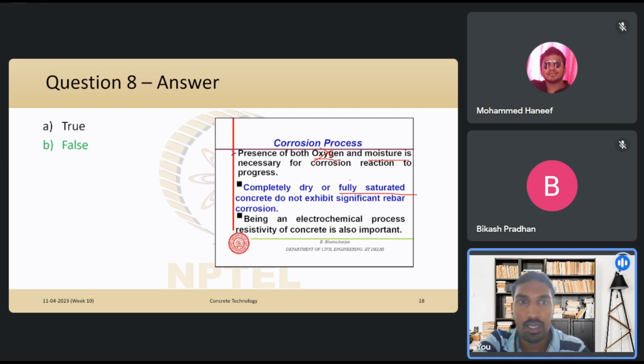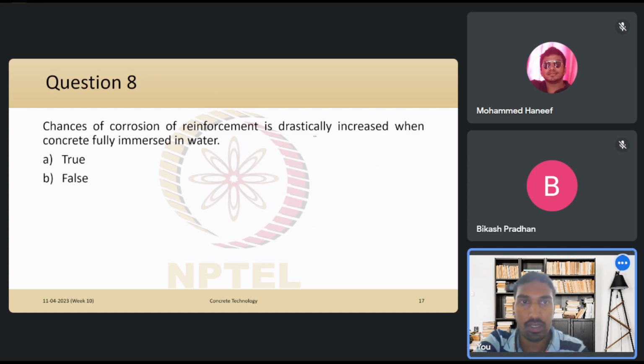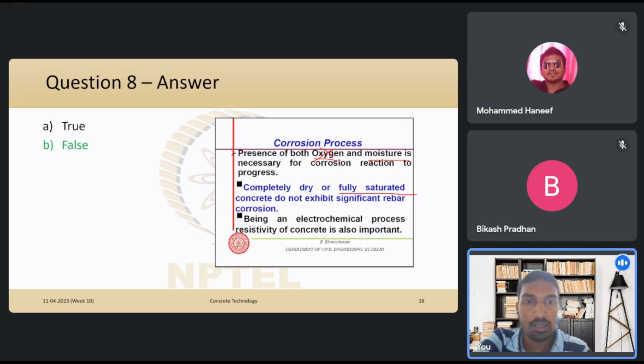Because of that, you will not have accelerated corrosion, right? Even though there would be some corrosion occurring, because it is fully immersed, you will not have accelerated corrosion as given in this statement. So therefore, it is false.